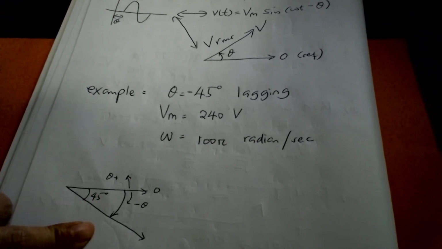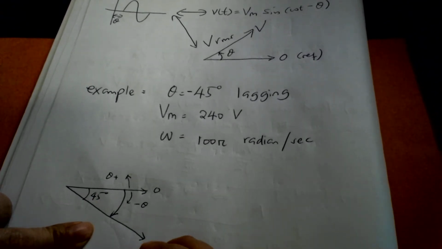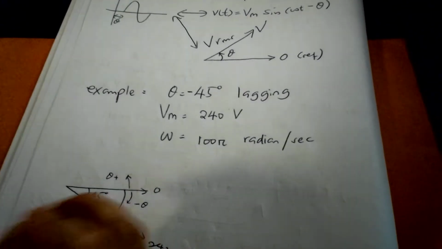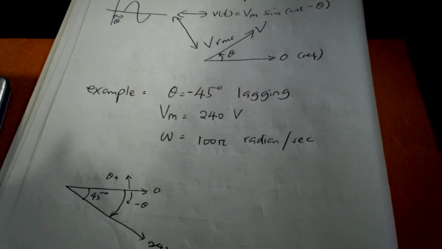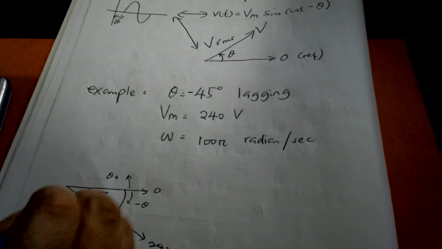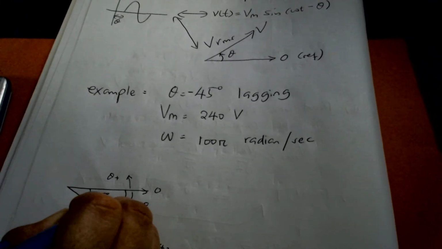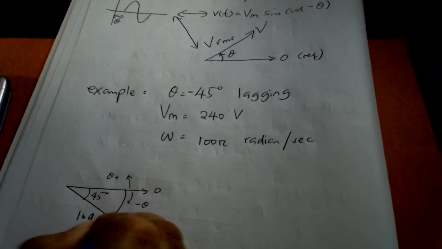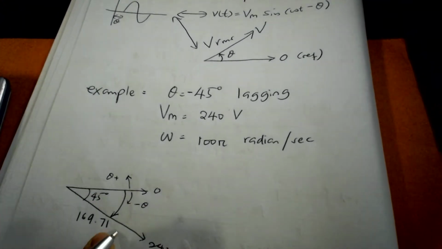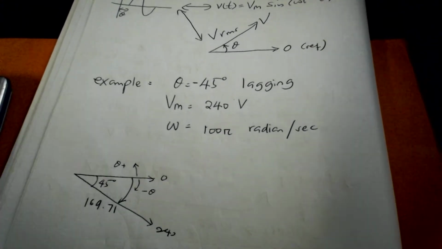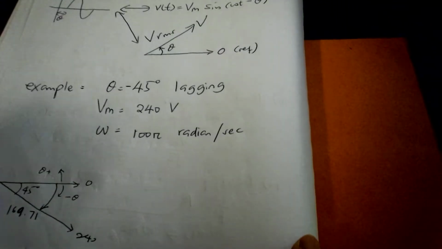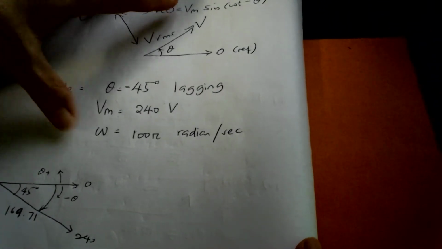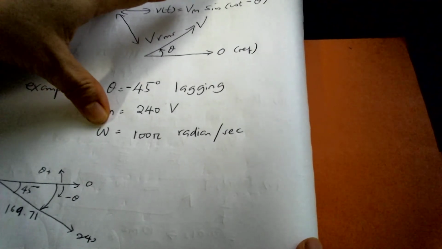So the voltage is 240. We calculate the VRMS: 240 divided by square root of 2, so it's going to be 169.71 volts. This is the RMS component, 169. From here we can also write back the mathematical expression, because we are given this omega.